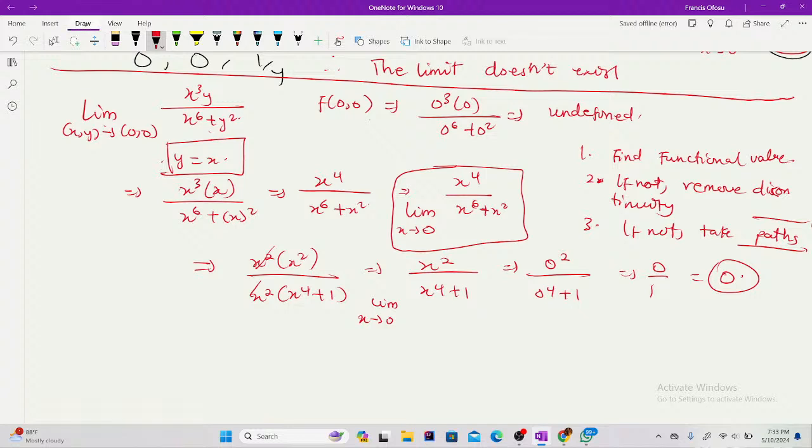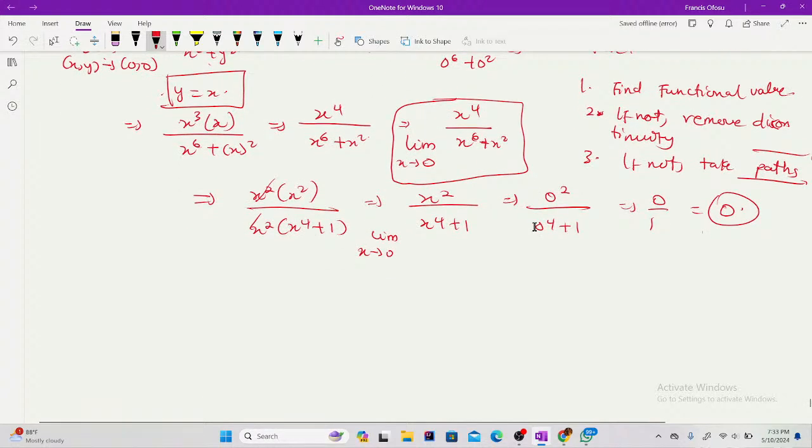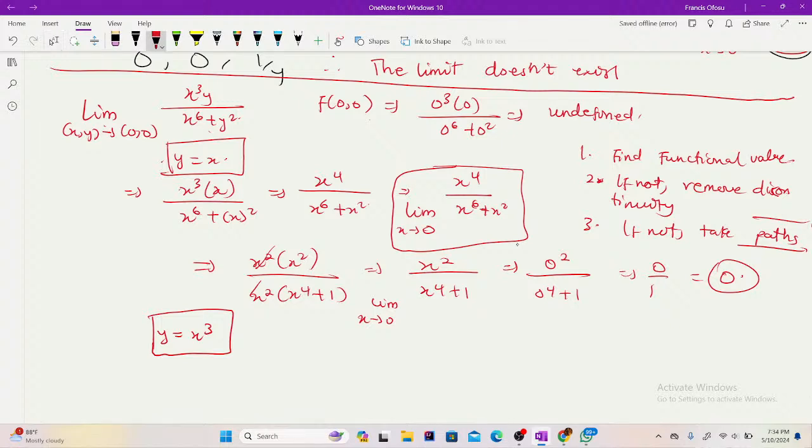So I need to take another path to confirm. I'm supposed to get the same answer if indeed the limit exists. So which path am I going to take? Let's say the curve y is equal to x cubed. So I'm taking a cubic function as my path. You can take any path, but if you take different paths, your answer should be the same before you can say that the limit exists.